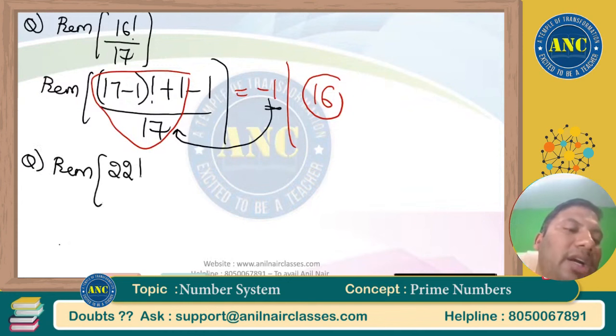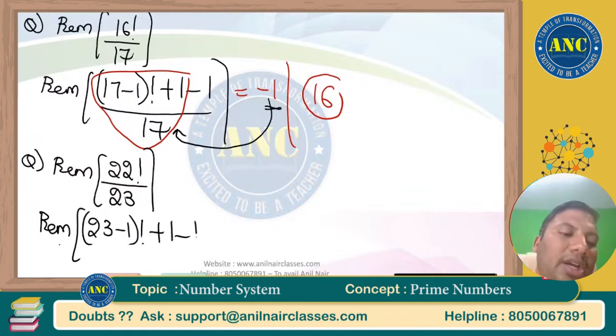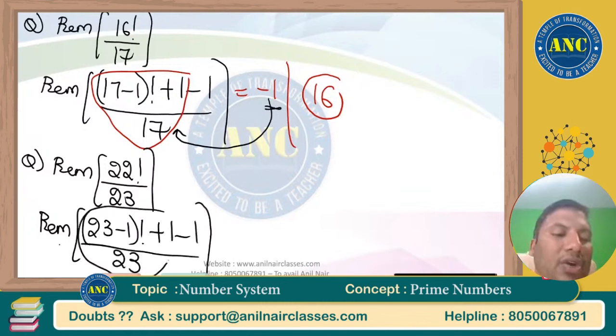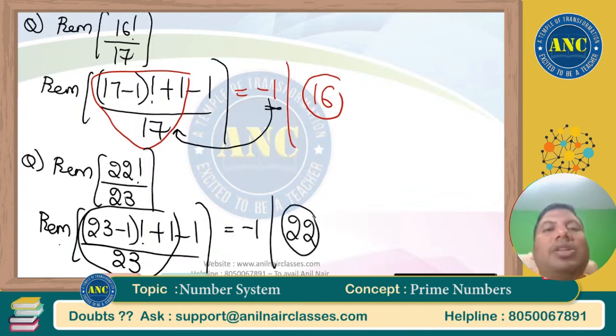Remainder when 22 factorial is divided by 23. This is nothing but (23 minus 1) factorial plus 1 minus 1, divided by 23. (P minus 1) factorial plus 1 divided by p is 0. Again it is minus 1, so add 23 minus 1. What is the positive remainder? 22.